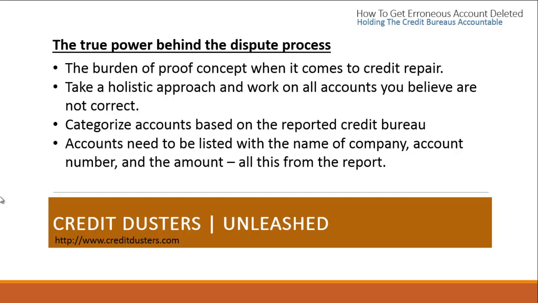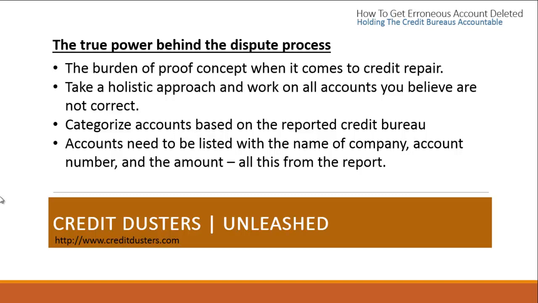Okay? We're going to take a holistic approach and work on all the accounts that you believe are not correct. We're not going to onesie-twosie these because that doesn't make sense. The credit bureaus have the ability to handle us sending in one letter per bureau, TransUnion, Experian, and Equifax, and listing out all the accounts and everything that we believe is wrong.